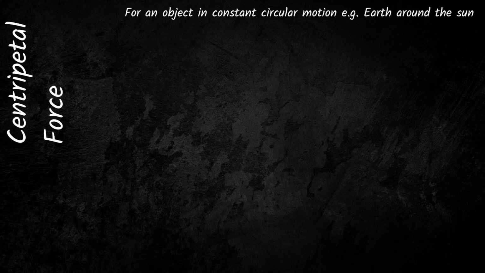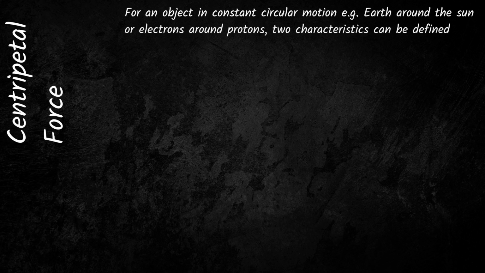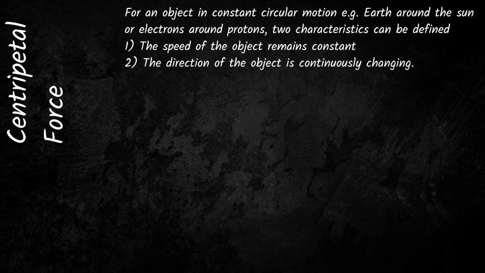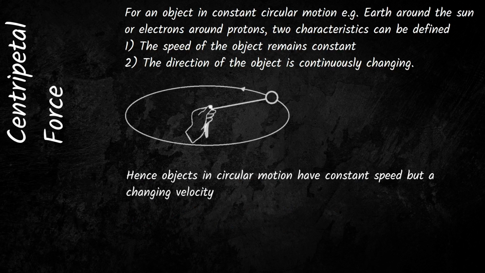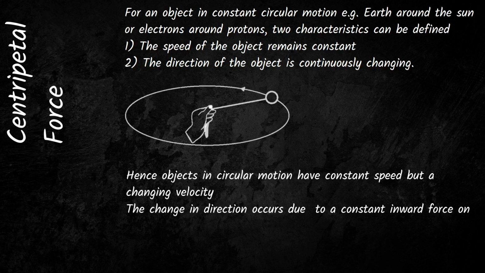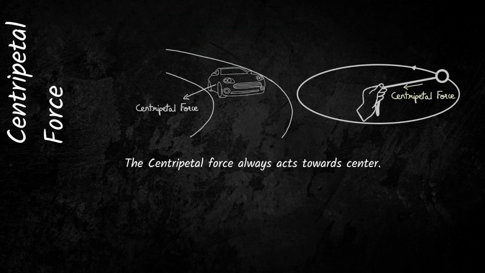For an object in constant circular motion, example Earth around the Sun or electrons around protons, two characteristics can be defined. Number one, the speed of the object remains constant. Number two, the direction of the object is continuously changing. Hence, an object in constant circular motion may have constant speed, but a changing velocity. The change in direction occurs due to a constant inward force on the object known as the centripetal force. As we can see in the diagrams, the centripetal force always acts towards the center.